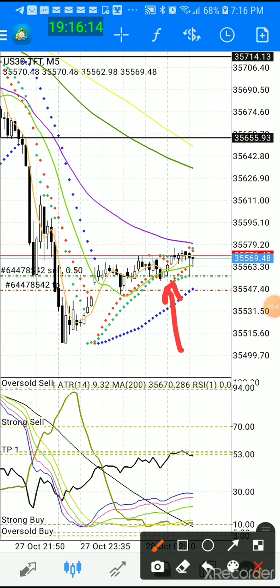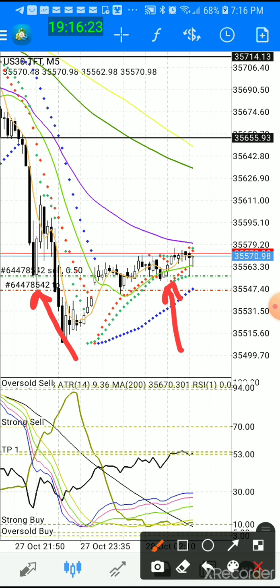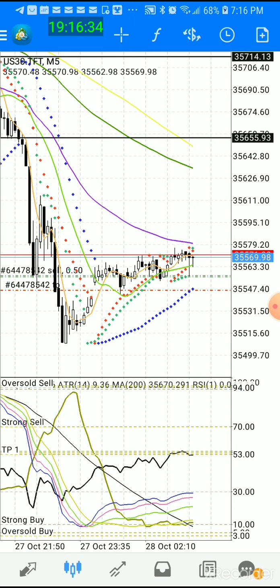Alright, I entered off of this area. Okay? So I have to choose my next rejected level that I see, which is honestly that one. Okay? This one gives me a few touches, but this one over here comes before this one. So honestly, I'm going based off of that one. Do you understand where I'm coming from with this?